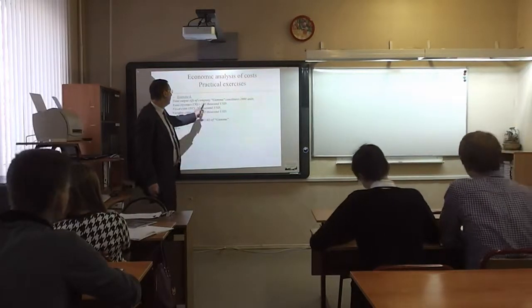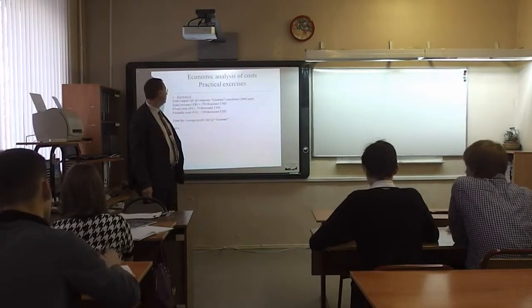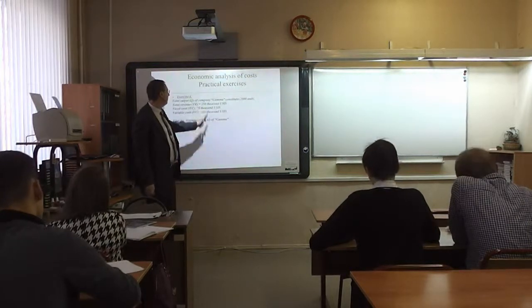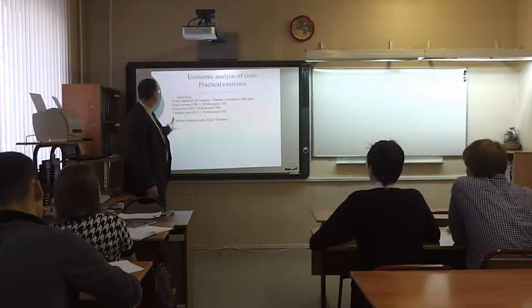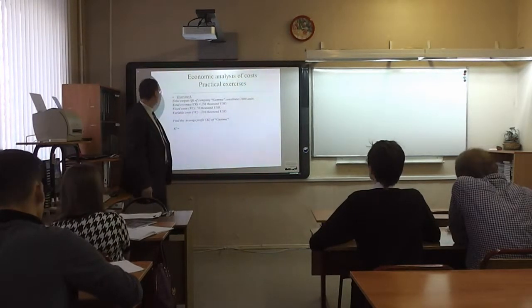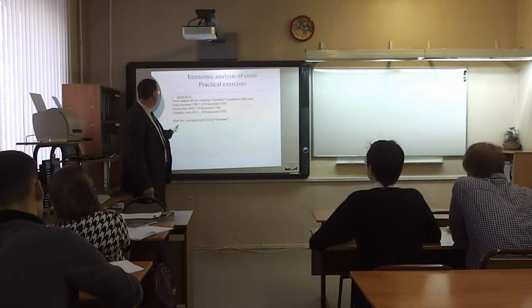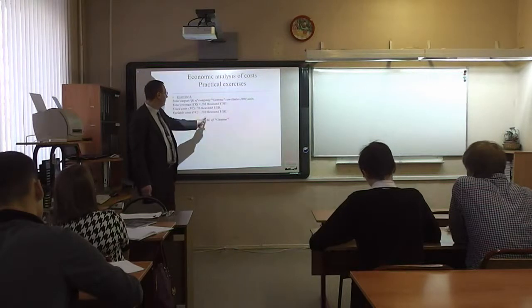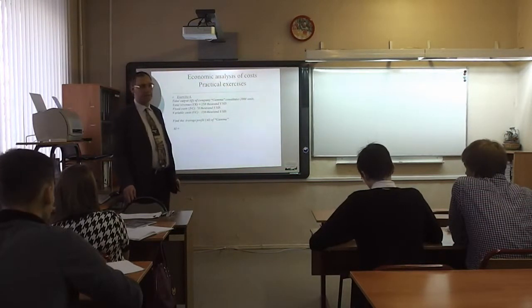Total output of company Gamma is 2,000 units. Total revenue $250,000. Fixed cost $70,000. Variable cost $130,000. And our target is to find average profit of company Gamma. So this will be your homework for the next lesson.